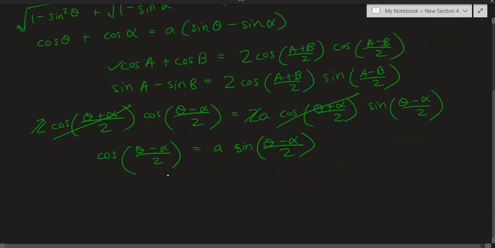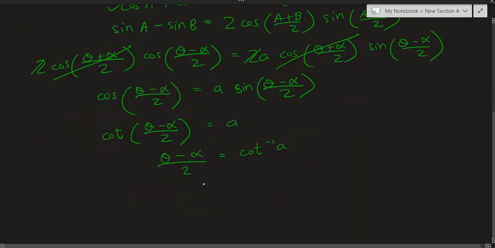So we can take the sine to the other side in the form of a division. We have cosine of this angle divided by the sine of the same angle, which will be the cotangent of that angle, which is (theta minus alpha) by 2, being equal to a. Now why don't we take cot inverse on both sides? So we have (theta minus alpha) divided by 2 outside of the cotangent, because we have a cot inverse of a on this side. We can take the 2 to the other side also. We have theta minus alpha being equal to 2 times cot inverse of a.